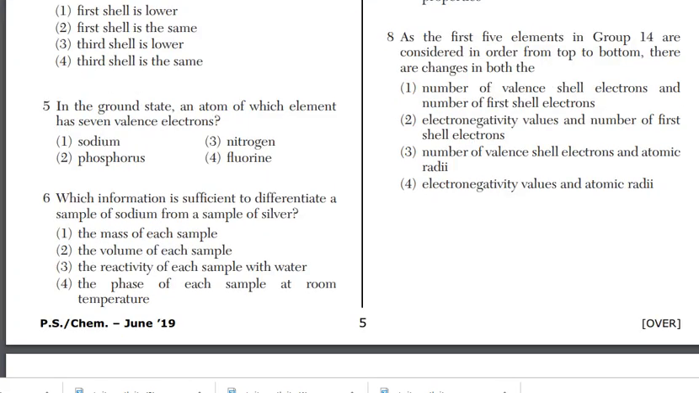For question 8, we're looking at the first 5 elements in group 14, considered in order from top to bottom.